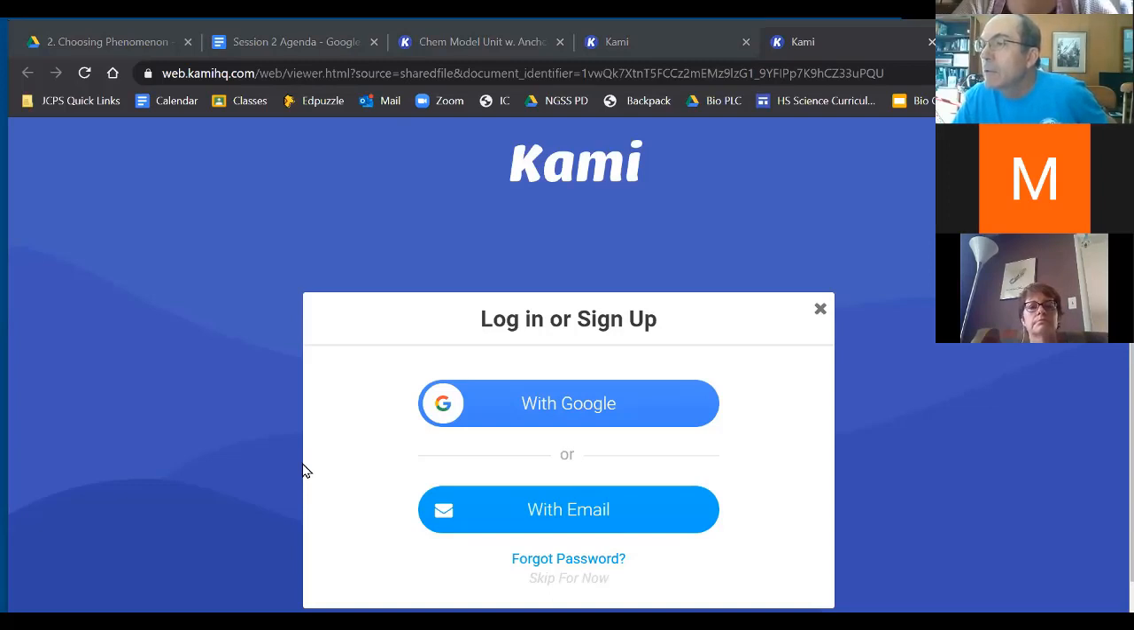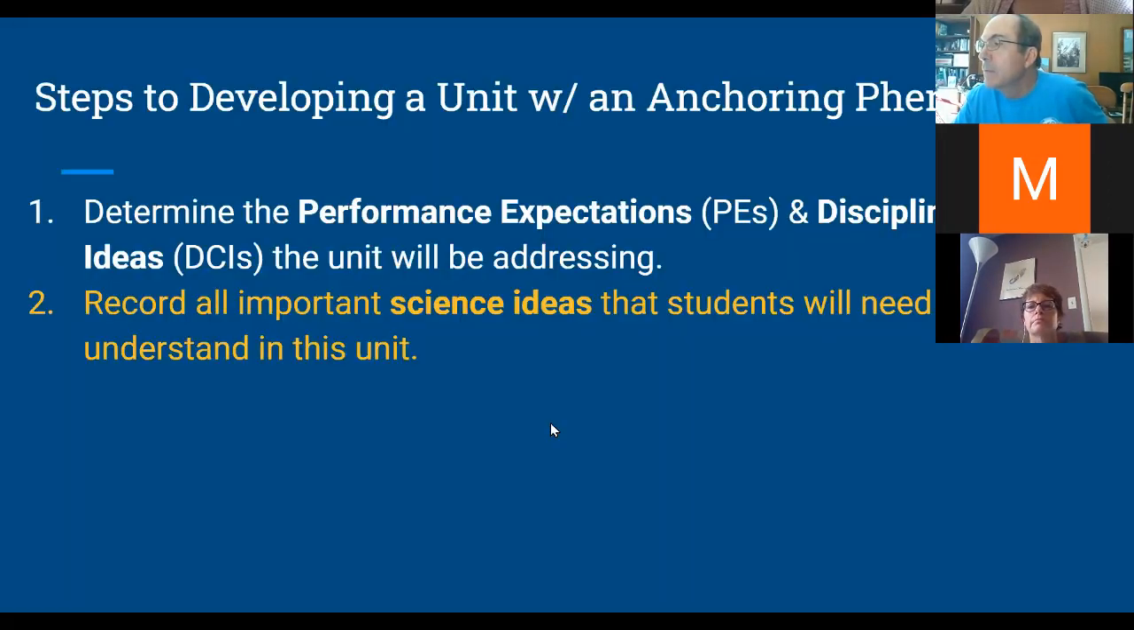All right, and so the next thing that we have to do, and this one is the one that takes a little bit more thought, is to record all of the important science ideas that students will need to understand in this unit. And so the one thing we need to do is make sure that we are all on the same page with what a science idea is.